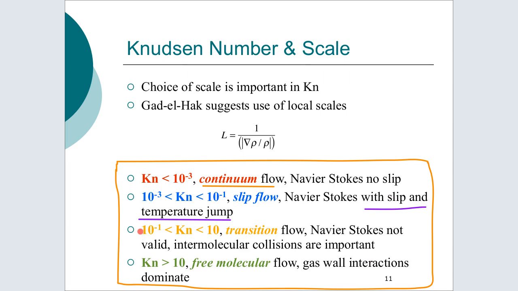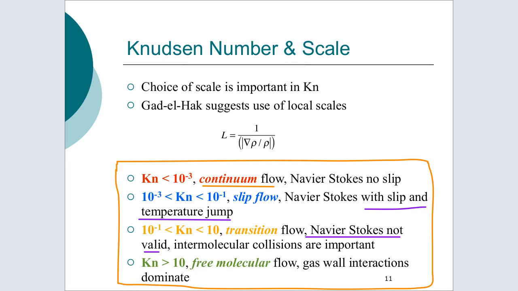If we're between 0.1 and 10 of a Knudsen number, now the Navier-Stokes are pretty much gone. They don't really describe what's going on, and intermolecular collisions are important. So what's happening is the collisions between the molecules are becoming dominant. When the Knudsen number is greater than 10, then we're into a free molecular flow.